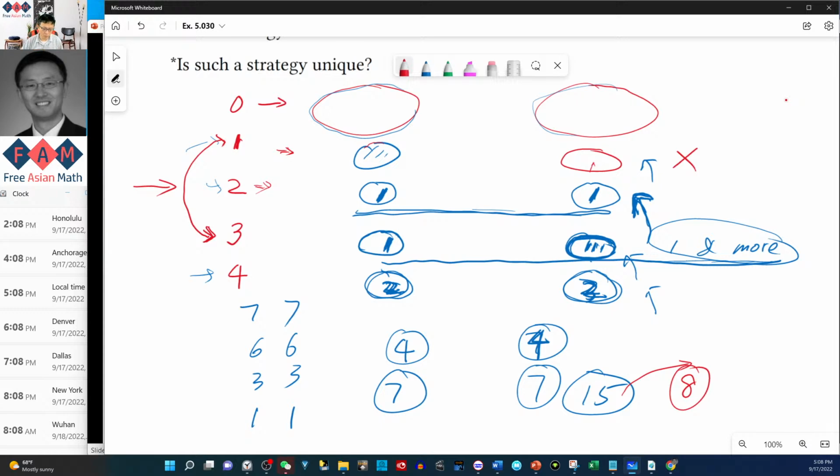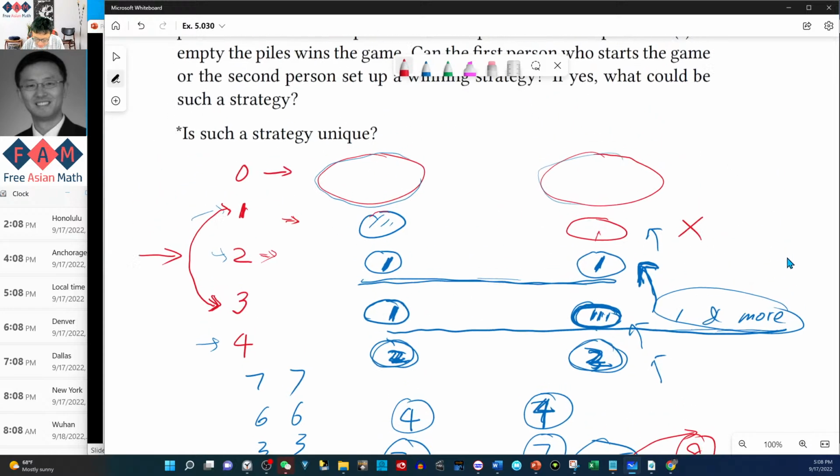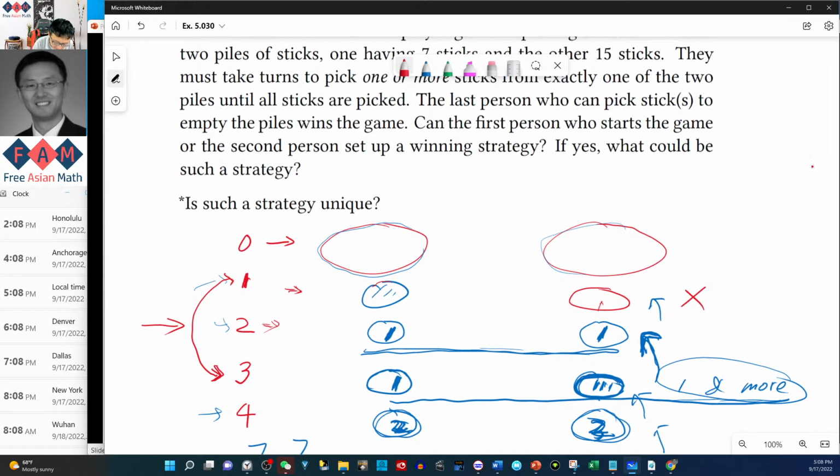So now we have to answer an interesting question. Is such a strategy unique? Well, we just figured out such a strategy, right? So for the first player, you have 7-15. You take 8 from the 15 stick pile to create a 7-7 situation. But we know this is a winning strategy. Is this strategy unique? It means, is there any other winning strategy in this game? Well, the answer is no.